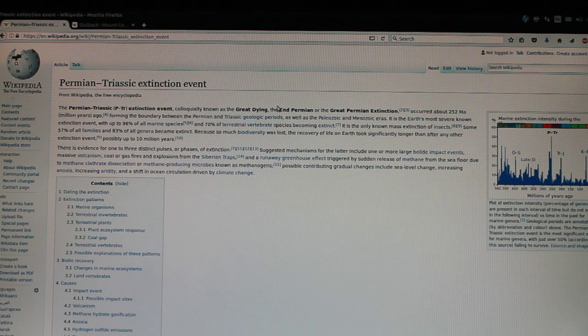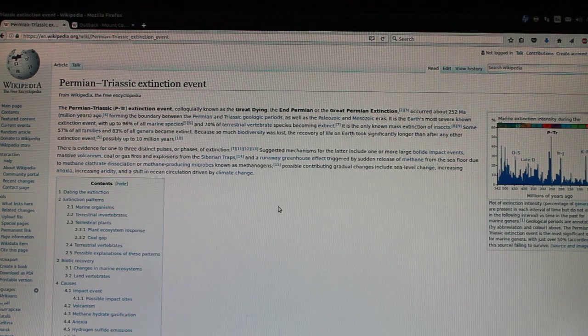The Great Dying, the End Permian. This is the distinction between the Permian and the Triassic, 250 million years ago. Now it says here, 96% of marine species were destroyed, 70% of terrestrial vertebrates became extinct, and it's the only mass extinction of insects. Now, correct me if I'm wrong, but who is killing the insects today?